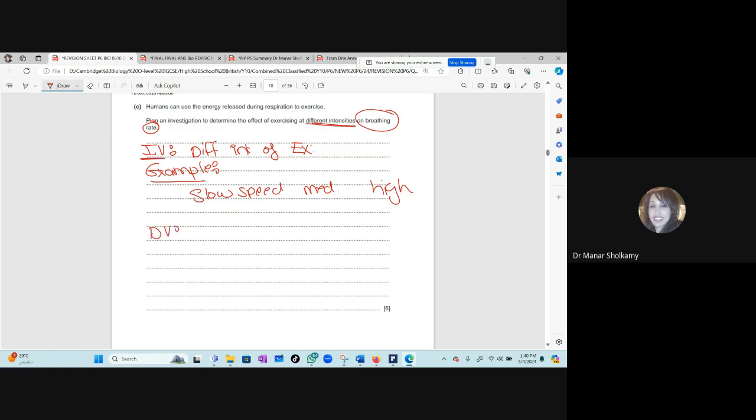What is the dependent variable? Breathing rate. Very good. Breathing rate. This is again not enough. I have to identify how I will measure the breathing rate. Maybe ECG or put the hand on the artery. Stop. We're here measuring breathing rate, not heart rate. Spirometer. Yes, spirometer, which is the device that measures the number of breaths per second.